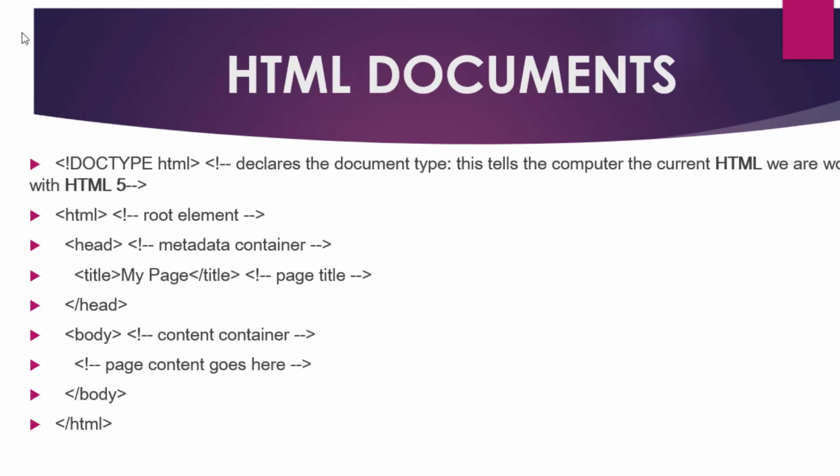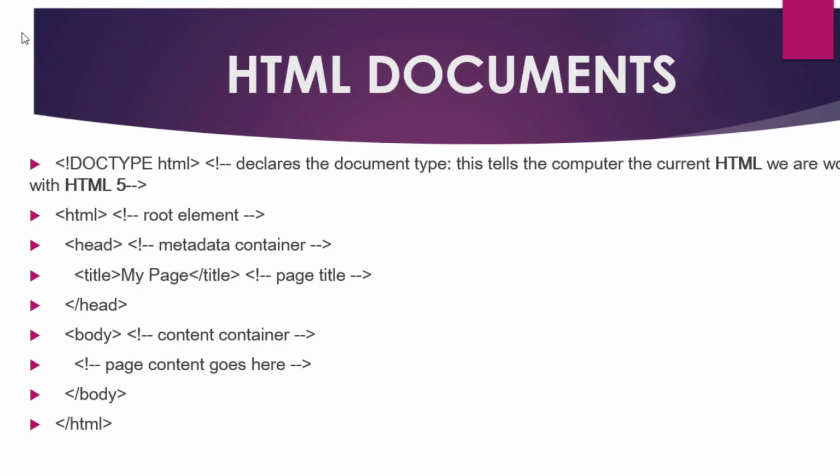Like I said, we're going to be covering the HTML documents and all of that. Number one here, we have the doctype. This doctype declares the document type. It tells the computer that the current HTML we are working with is HTML5.